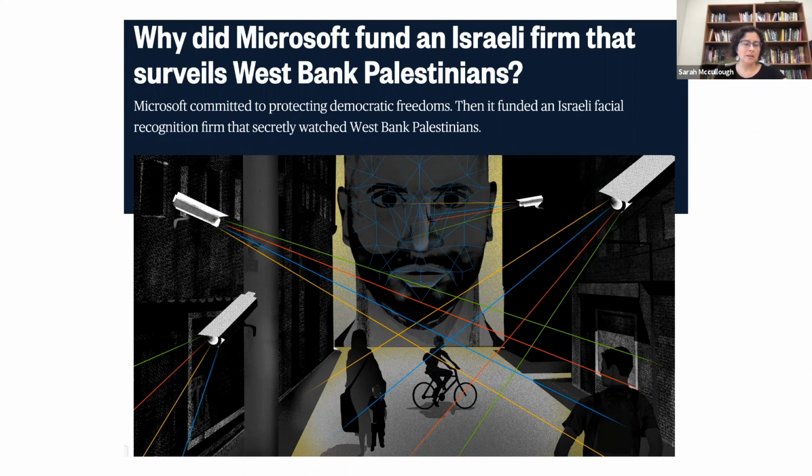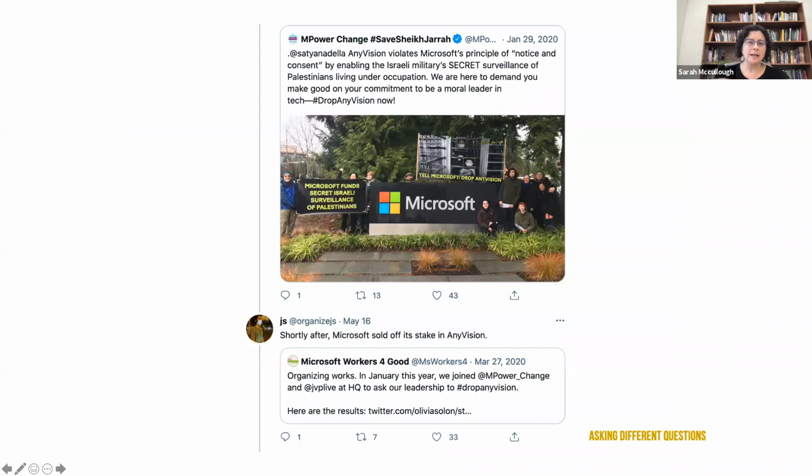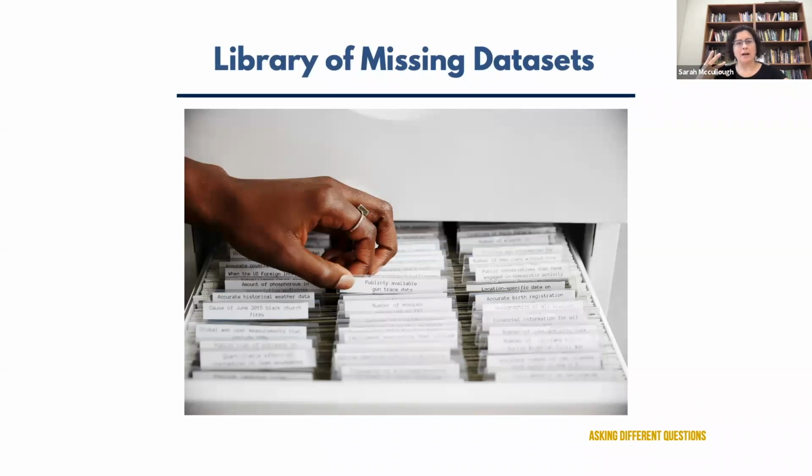And so, here's another example of Microsoft funding an Israeli firm that engaged in surveillance of West Bank Palestinians. When this became more public, there actually was a protest among Microsoft employees that led to Microsoft disinvesting in that particular firm. So I'm talking about the politics of where we have data and what that data is used for and where we don't have data. So the facial recognition technology is an example of where we don't have data and what the consequences of that are.